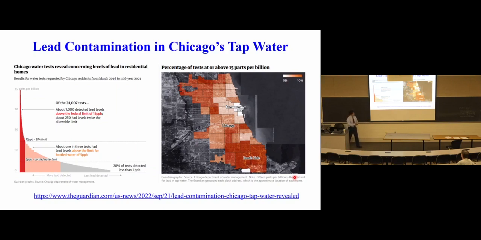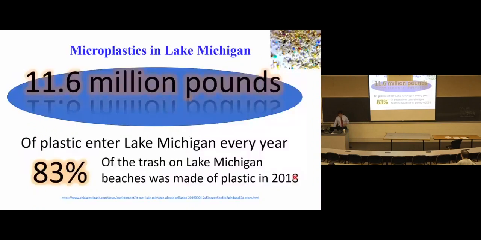And if you look at the color coding of the local geographic distribution, the dark colors show higher concentration of lead. Those correspond to most of the underserved communities. So that really highlights the environmental injustice and inequity in this area. And the other major challenge is the plastics challenge.